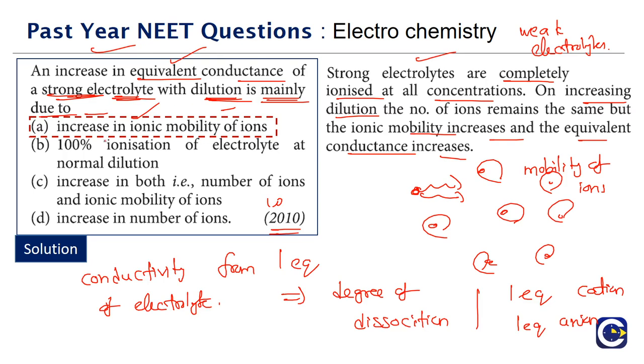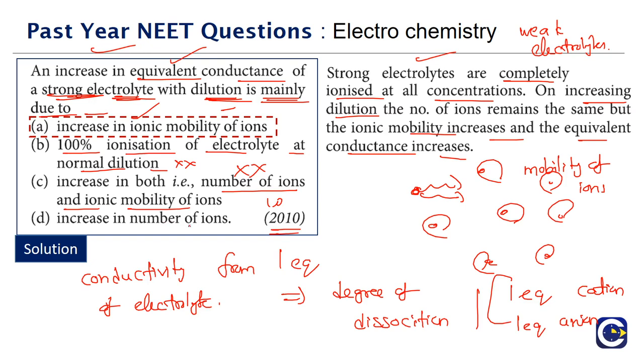ionic mobility. If you look at option B, what is it saying? 100% ionization of electrolyte at normal dilution. No, that 100% ionization happens at almost every concentration. Option C is saying what? Increase in both the number of ions and ionic mobility. No, this is not correct. Why? Because the number of ions will not increase. Whatever the one equivalent of ions we are having, since it is a strong electrolyte, at any concentration the number of ions will be almost the same.